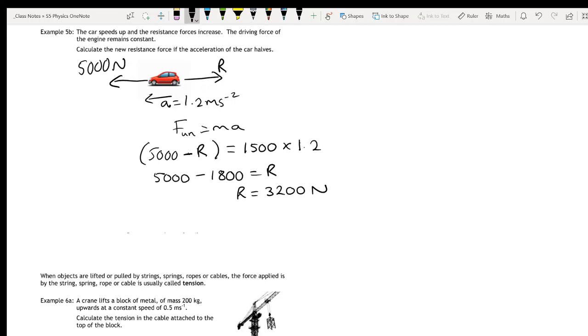So again, that's not really anything new. That's all sort of National 5 science type questions that you would have got, F equals ma questions. Everybody happy with these?